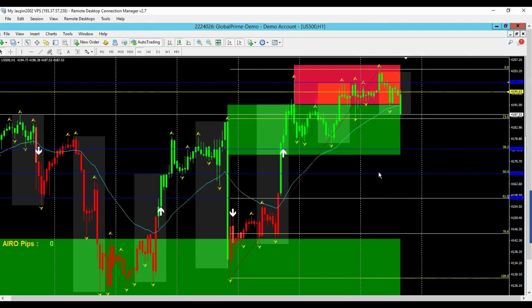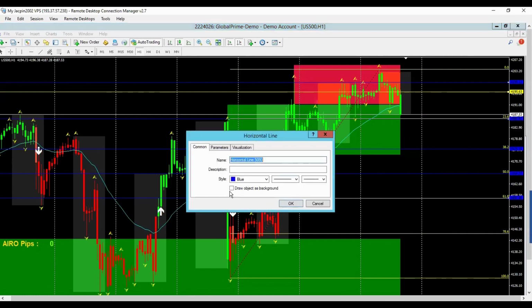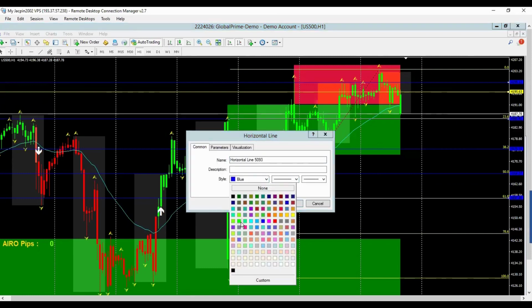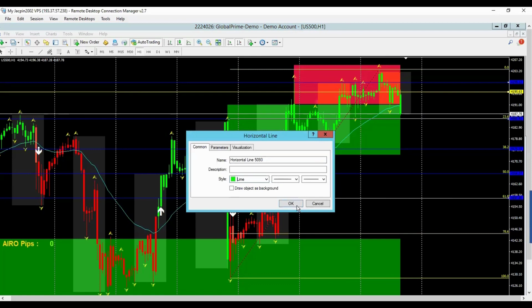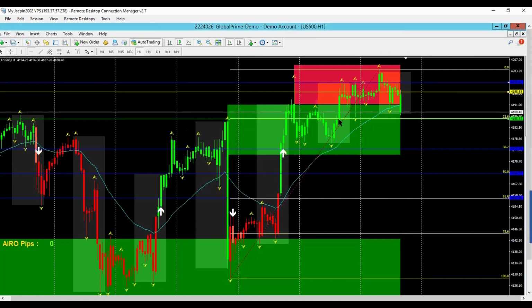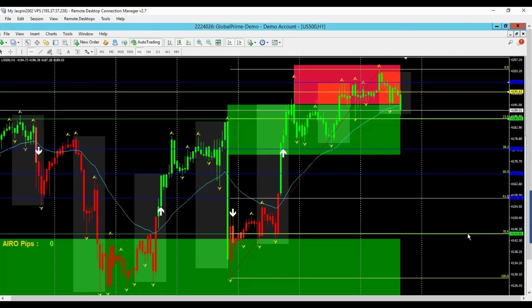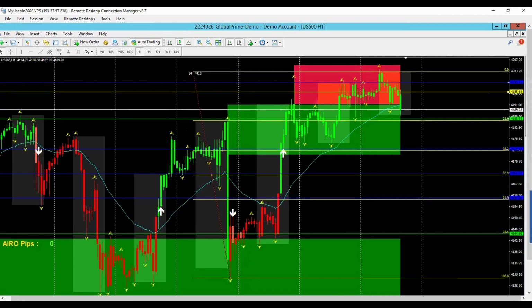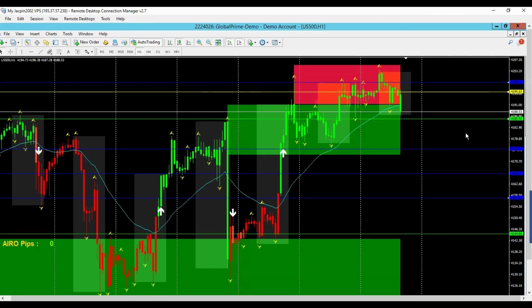So I marked those off. Now, since I marked those off, and I'm going to mark off the 23.6 in a different color because I need to be able to recognize that. I'm going to mark that off in lime green. And then I'm going to mark off the 78.6 as well, lime green. Okay. Now, once I mark those off, I'm going to get rid of this fib. I don't need it no more. Okay. Don't need it no more because I got my levels marked off.